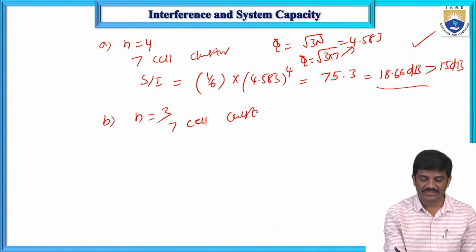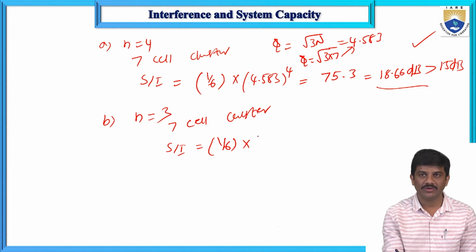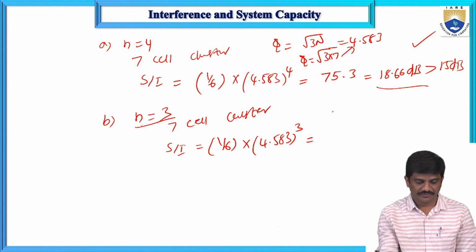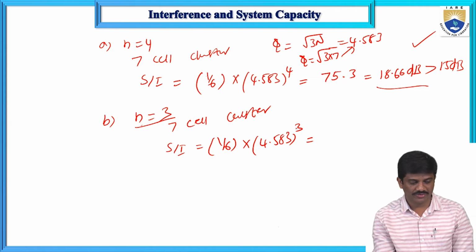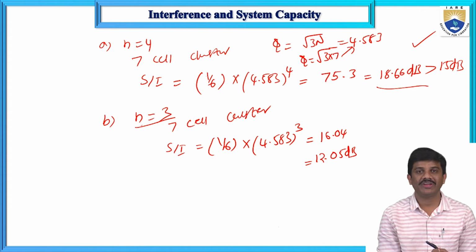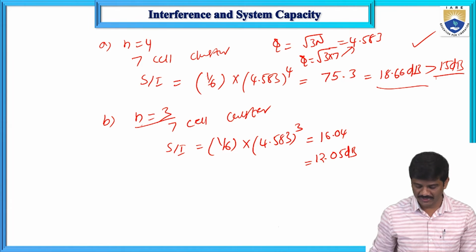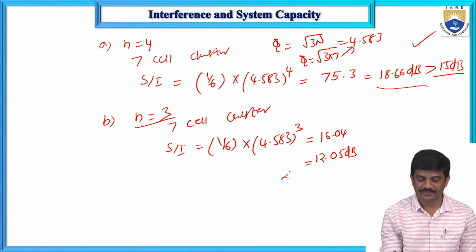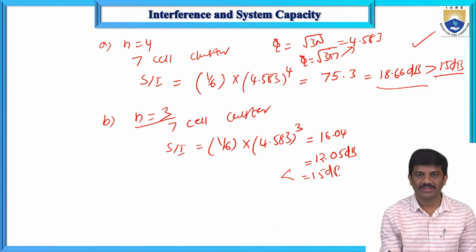Okay, 7 cell cluster. Then we can write S by I equal to 1 by 6 into the Q value, 4.583 whole power of 3, because they given n equal to 3. Here we can see n equal to 3, then we get 16.04. Then we convert into dB, 12.05 dB. Okay, then this is not satisfactory to the required 15 dB, it is less than 15 dB. This is not satisfactory.